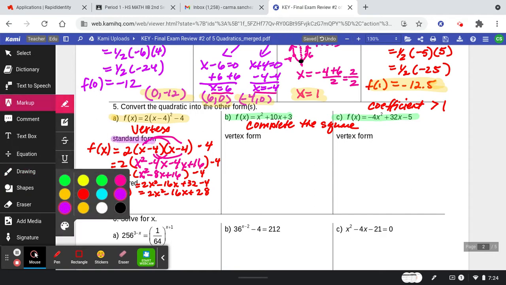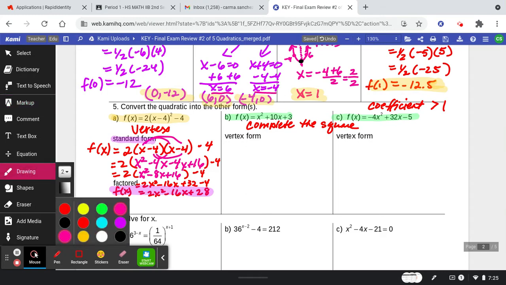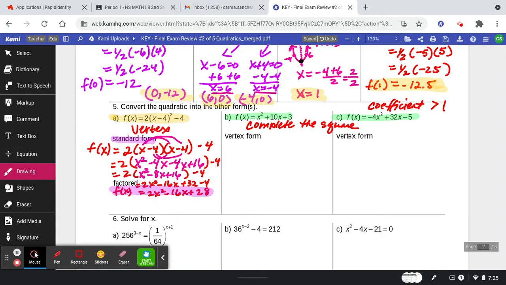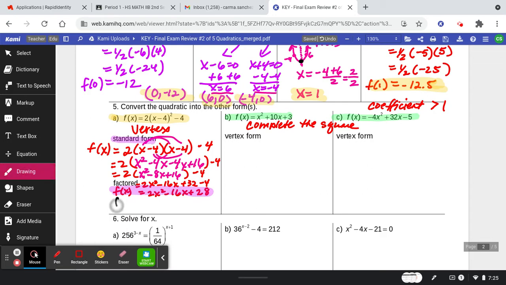So this guy right here has this as the answer. Now they're asking us to convert that standard form into factored form. So the first thing I notice I can do is I've got that 2 out front. So I'm first going to, what color should I do? Let's do black. I'm going to factor out a 2 greatest common factor. So 2 divides out and leaves me x squared minus 8x plus 14.